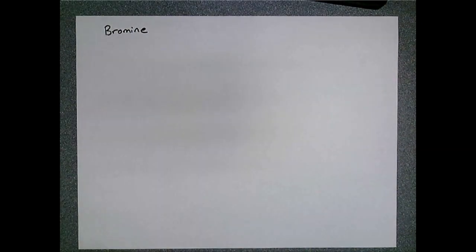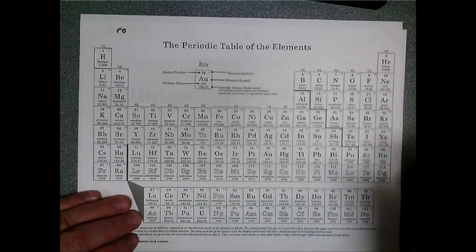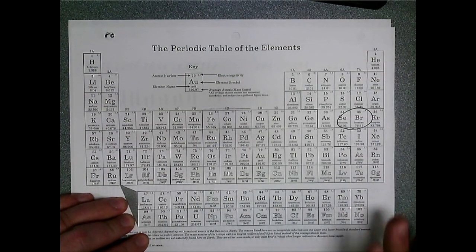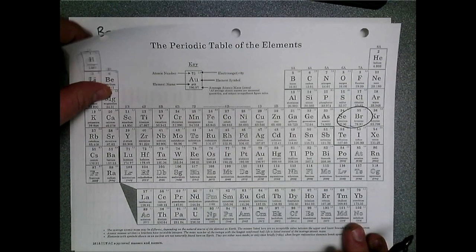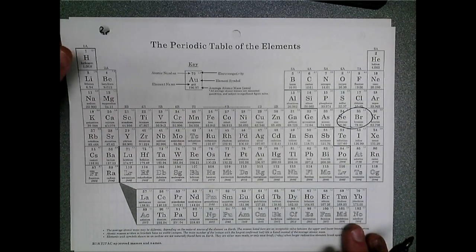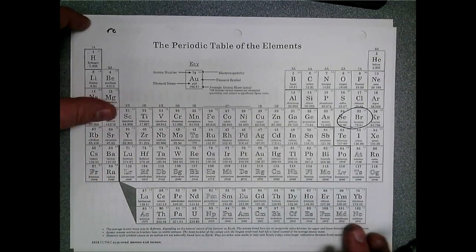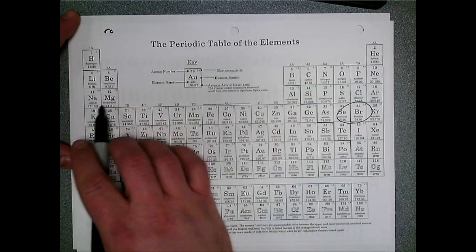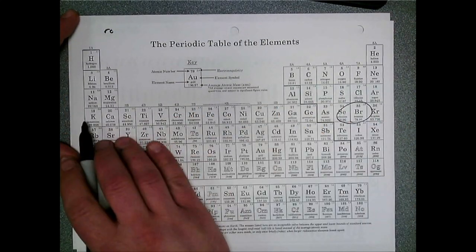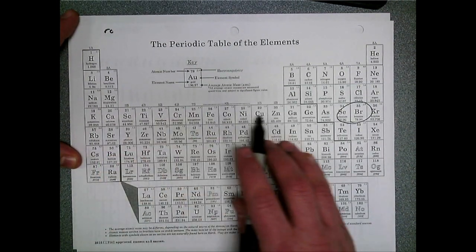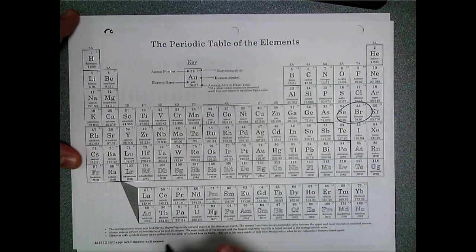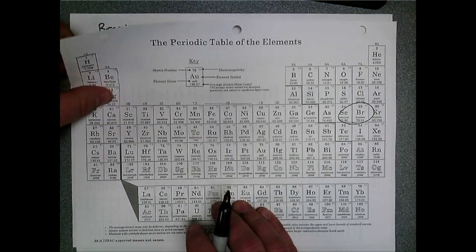I'm going to do the element bromine. Bromine appears on the periodic table right here. It is number 35, 35 electrons. If I were to write the electron configuration for bromine, it would be 1s2, 2s2, 2p6, 3s2, 3p6, 4s2, 3d10, 4p5. So 4p5 is how it ends.